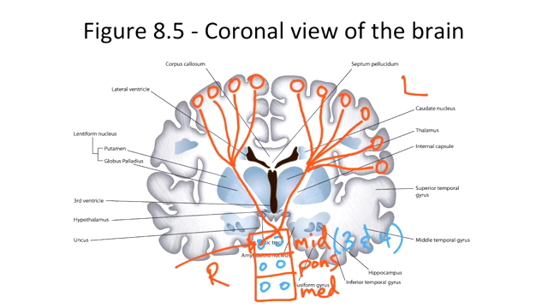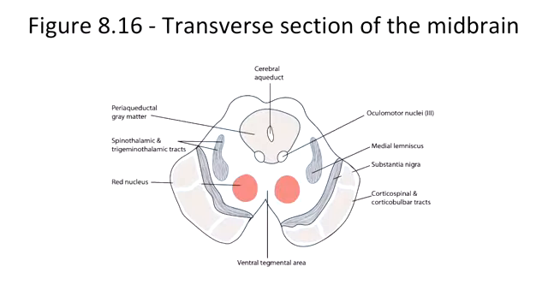Okay, with this in mind, let's look at cross sections of the different levels of the brainstem to look at each of the cranial nerve nuclei. This is figure 8.16, which shows a transverse section of the midbrain. This is anterior and this is posterior. For step 1, you need to be able to recognize a transverse section of each level of the brainstem.